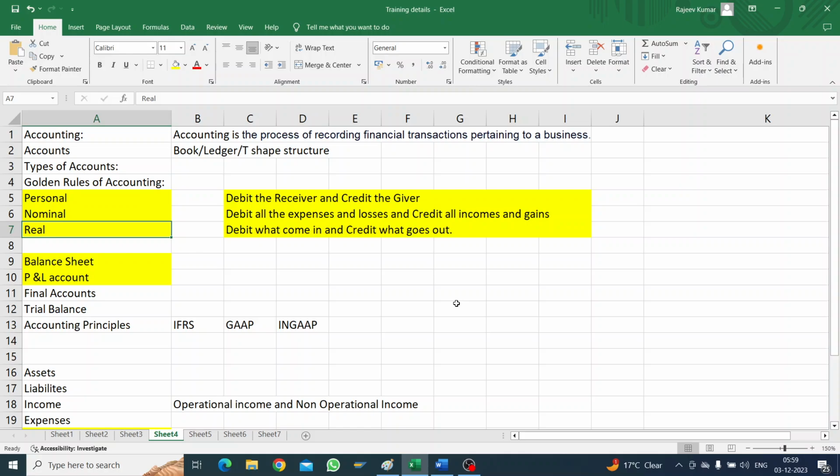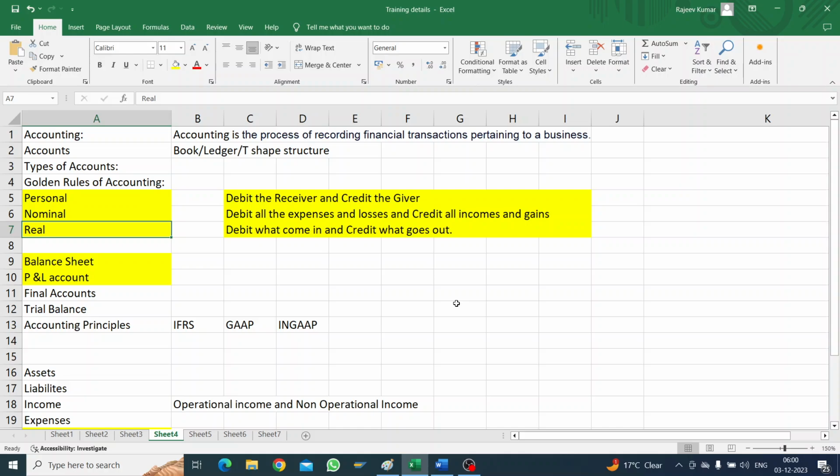In that case, if any account has a name, for example Ram's account, Shyam's account, Mohan's account, or company X account, all these accounts will be considered as your personal account. Now coming to the nominal account side, in nominal accounts you only have two types of accounts: either it will be an expense or loss, or it will be income or gain. Only these four varieties of accounts.